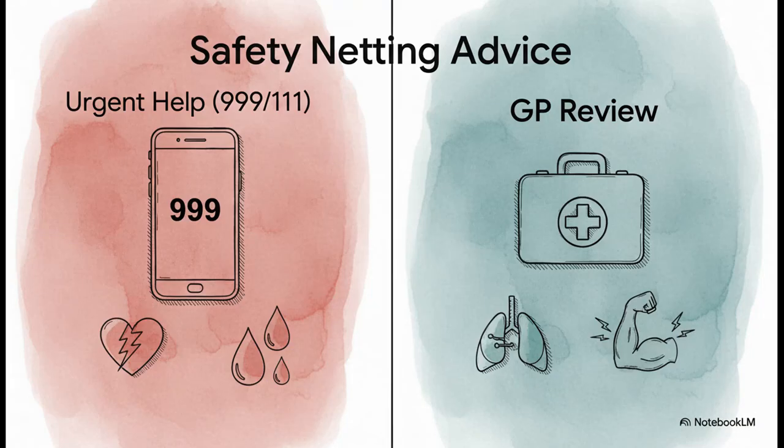Okay, your safety netting advice. This is non-negotiable and it needs to be crystal clear. You have to clearly separate the emergency symptoms like chest pain or major bleeding that need a 999 call from the other side effects like a nagging cough or muscle aches, which just need a GP review. Getting that distinction right is vital for her safety and for the exam.